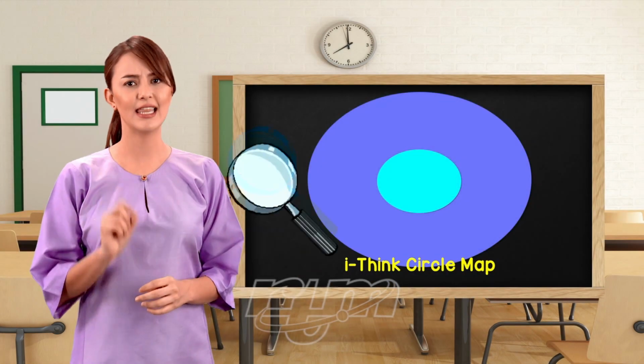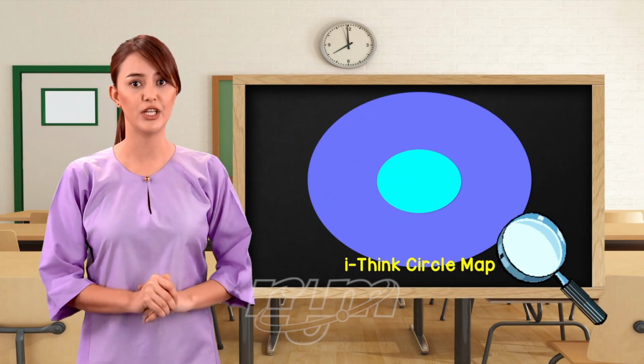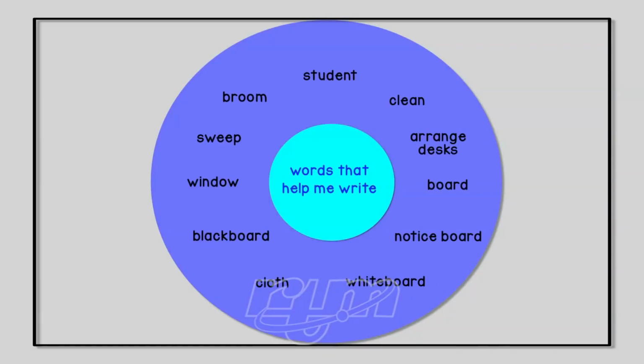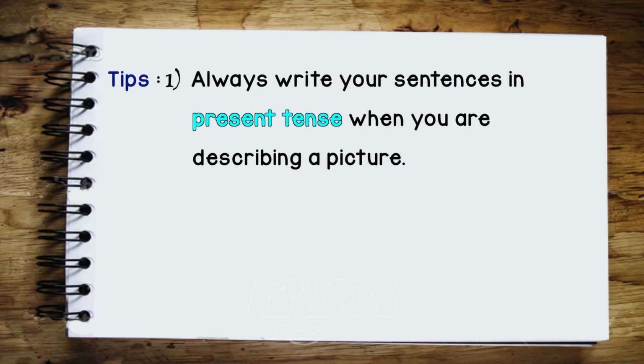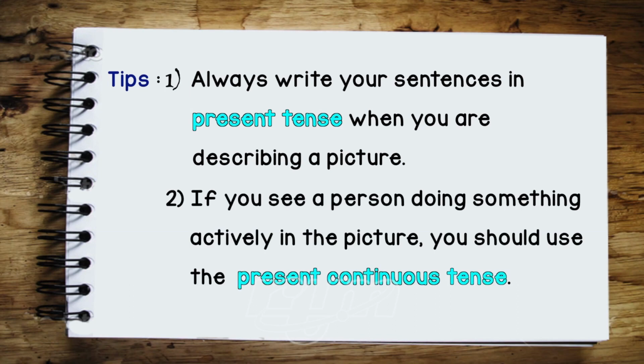Look at your circle map and see what words you can use to construct sentences. In my mind map, I have the word student and clean. So we can write our first sentence like this. A group of students are cleaning their classroom. Here's a tip. Always write your sentences in the present tense when you are describing a picture. If you see a person doing something actively in the picture, you should use the present continuous tense.